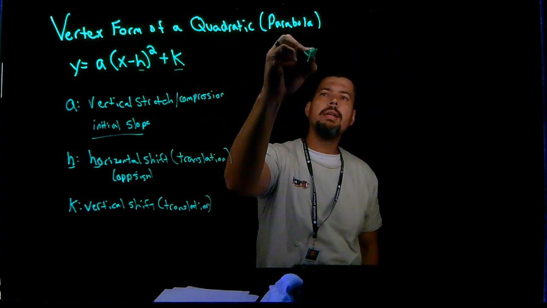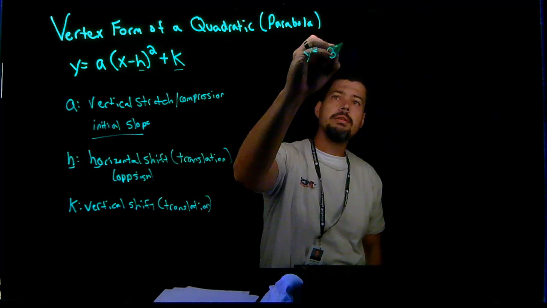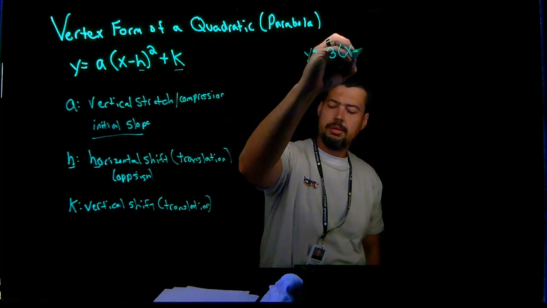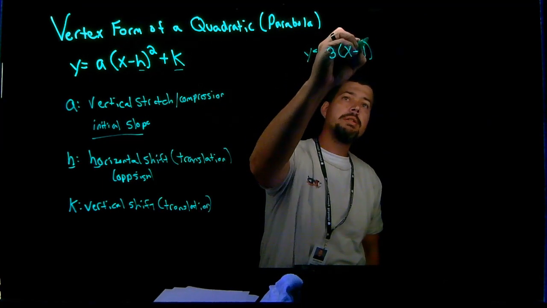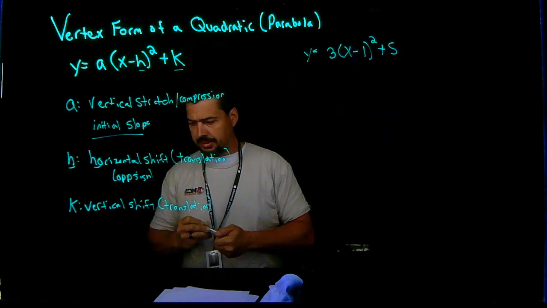It's y equals 3 times (x minus 1) quantity squared, add 5. And we're just going to identify our pieces here.